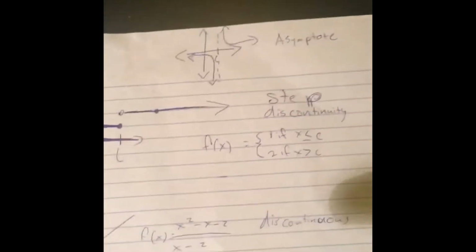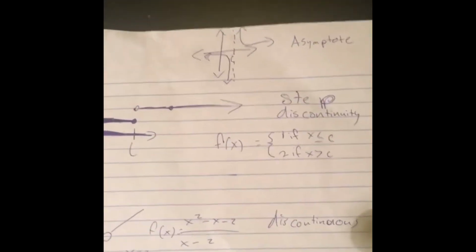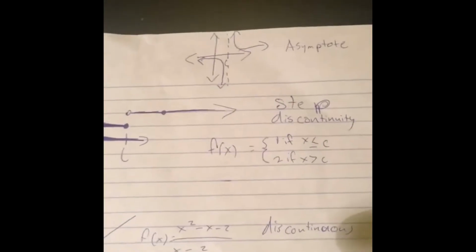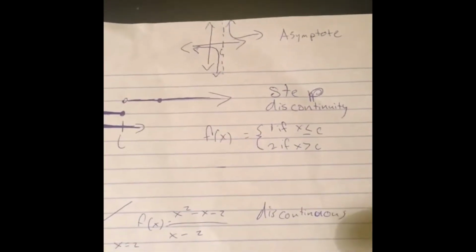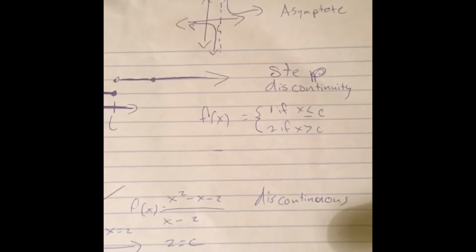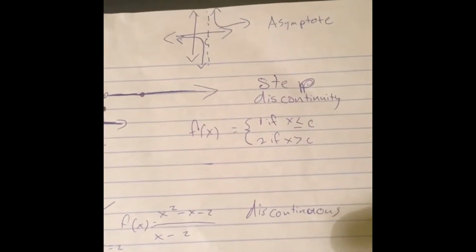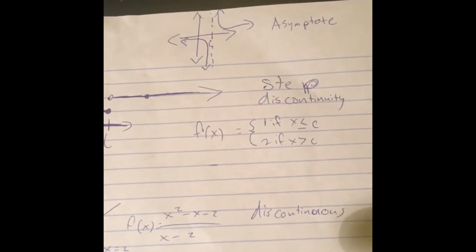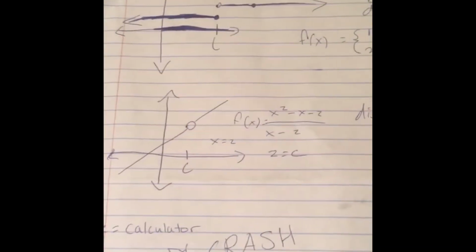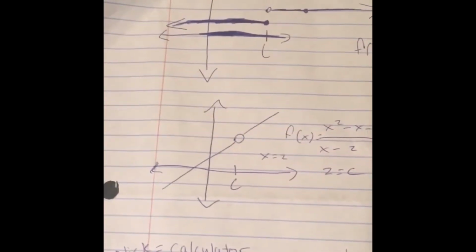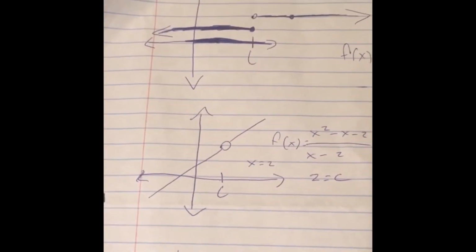There are multiple types of discontinuities. An asymptote, where the function goes on forever and never touches c. A step discontinuity, where if x is greater than or equal to c, then 1, but if x is greater than c, then 2. And a hole, where the function has a hole missing where c is.